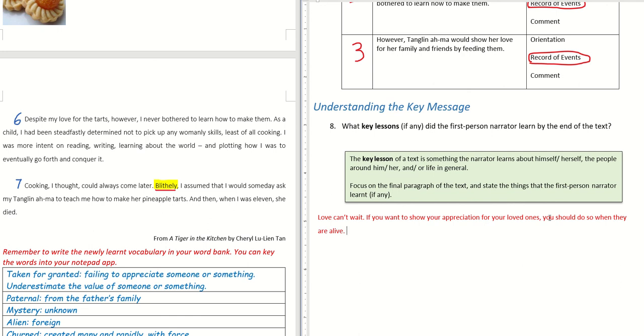Okay, so she learned that she should express her gratitude, or we can say even her love, for her grandmother while she was alive. Okay, so basically that's it.